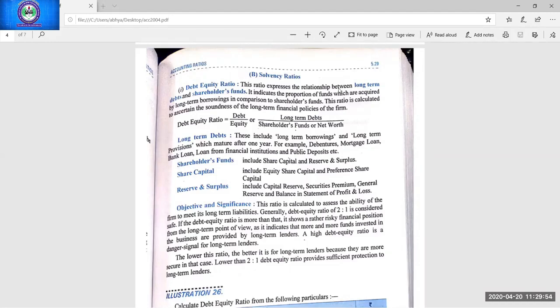So why is this ratio calculated? The formula is debt upon equity. Debt means only the non-current liability, long-term borrowing plus long-term provision. Equity means again 2 subheads: share capital and reserve and surplus. So why are we calculating this ratio?